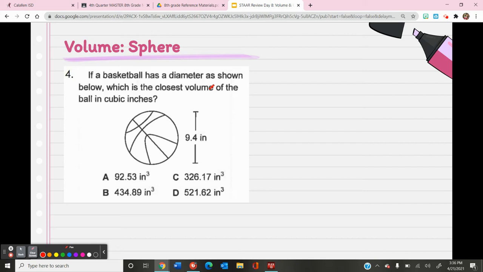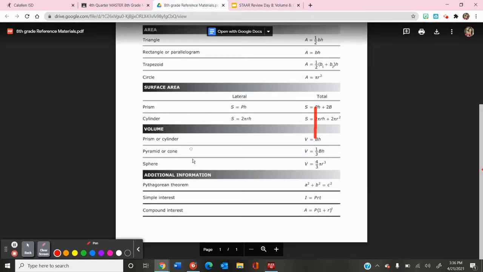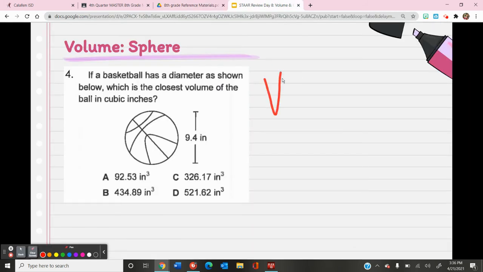So it says, if a basketball has a diameter as shown below, what is the closest volume of the ball in cubic inches? So if I go to my formula chart here, I see that the formula for volume of a sphere is V equals 4 over 3 times pi r cubed. So I'm going to go ahead and write that. V equals 4 over 3 times pi times r cubed.